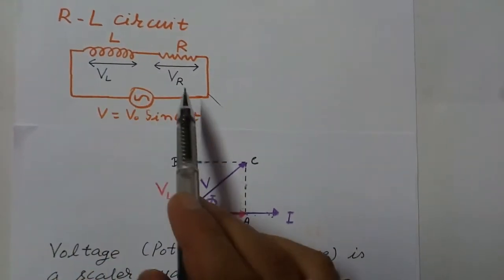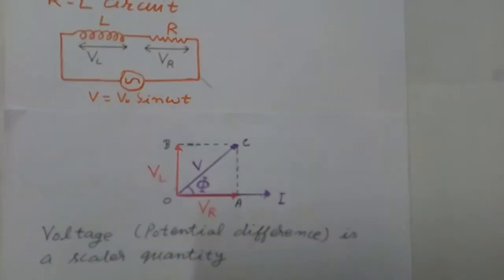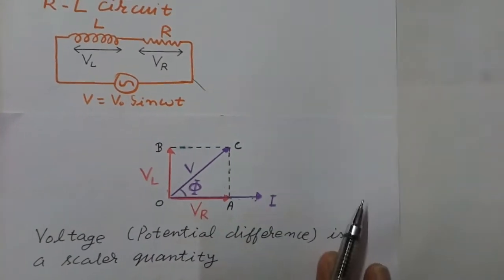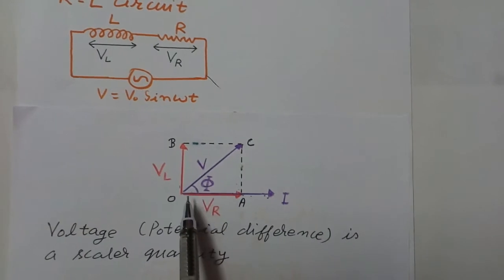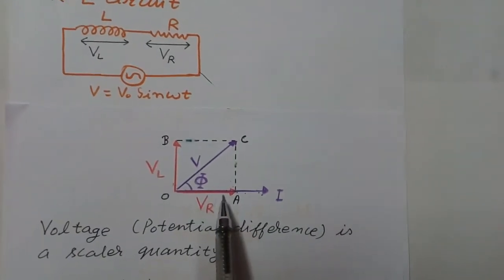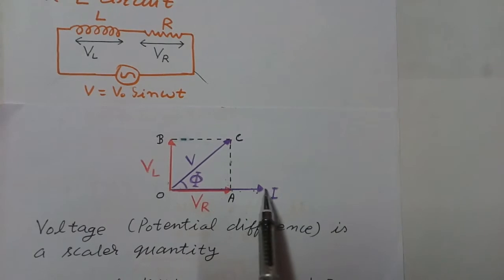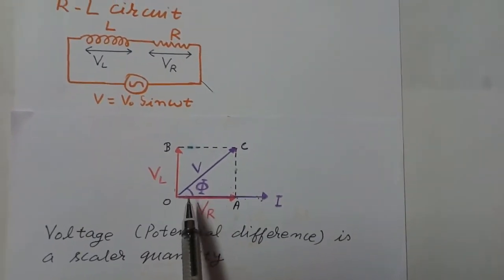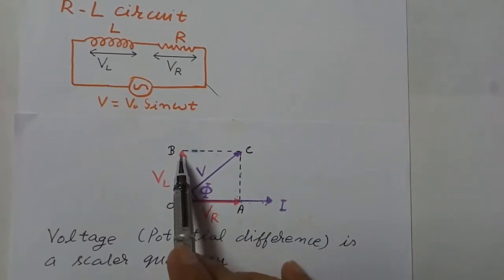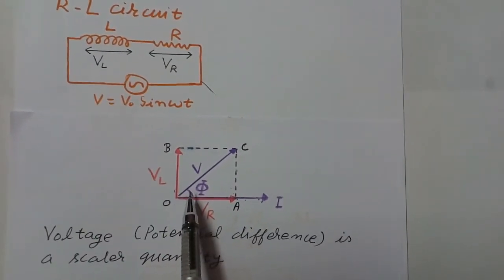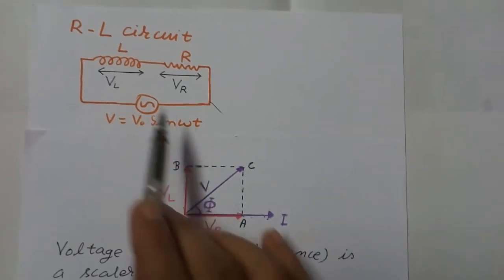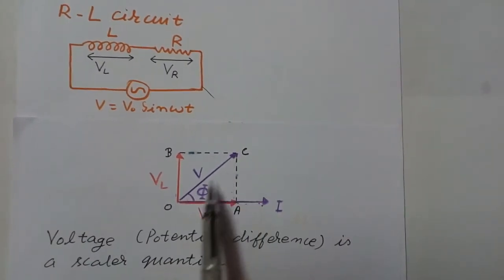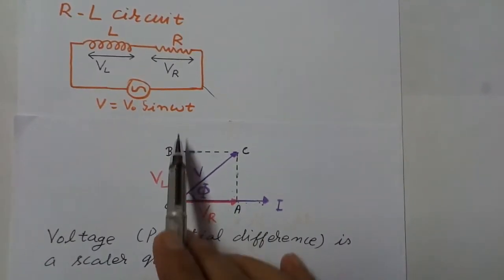This V is scalar quantity, current is also scalar quantity. But when we form the combined phasor diagram like this, in resistance this is voltage VR and this is current I. Both voltage and current are in same phase. In inductor this is voltage VL, because voltage leads the current by 90 degree. So effective voltage across this combination is given by this diagonal of this rectangle.